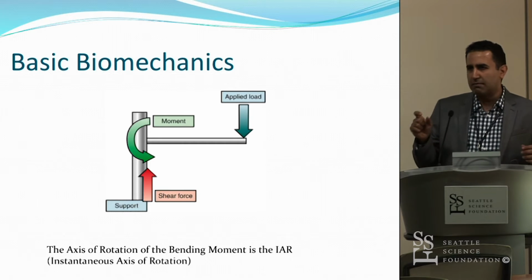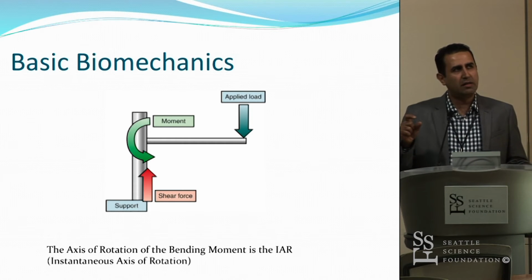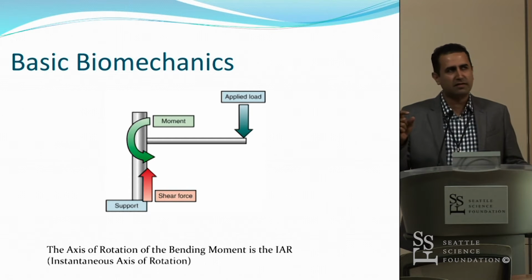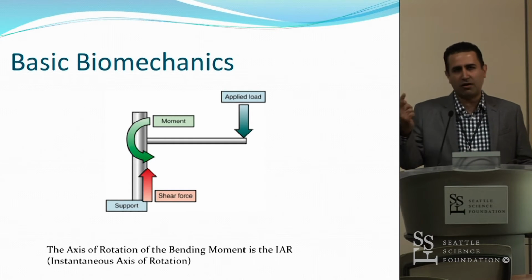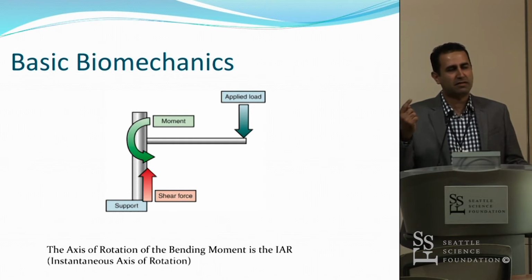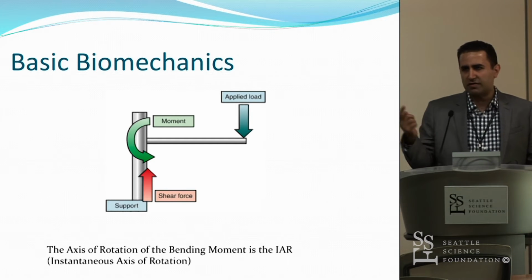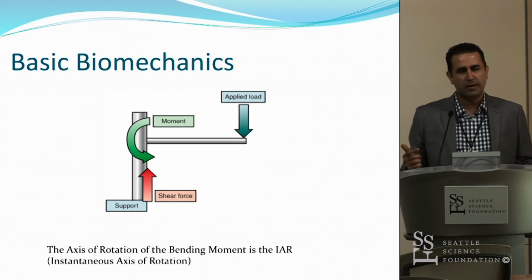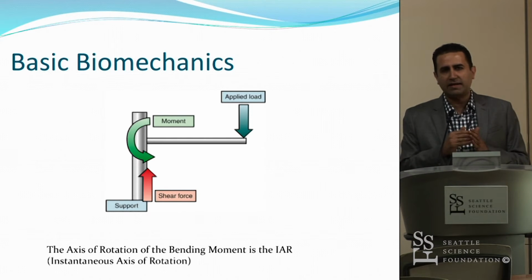So a bending moment is when the load is applied to the shear force and there is a tendency for the lever arm, or the moment, to rotate around an instantaneous axis of rotation, or an IAR. And this is known as the axis of rotation for the vertebrae. This construct is known as the cantilever.